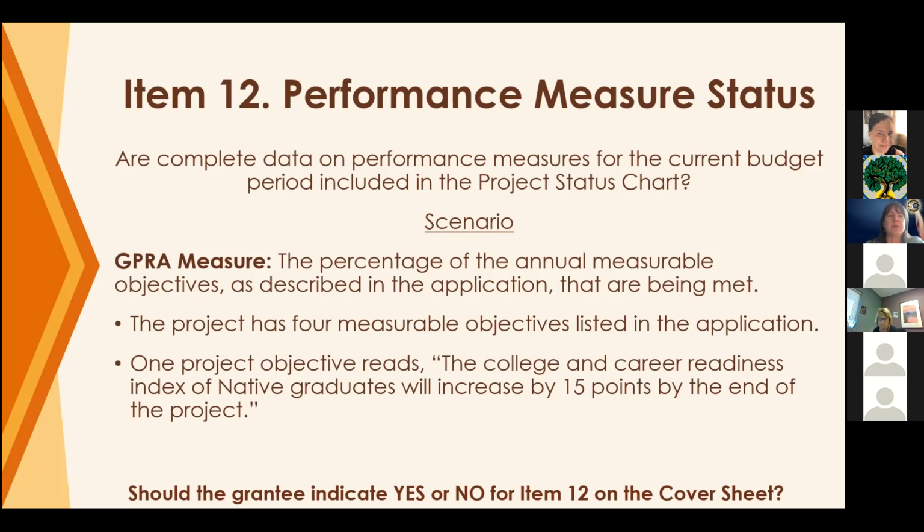One of the objectives reads that the College and Career Readiness Index of Native graduates will increase 15 points by the end of the project. So this is just a pretend example, but we were wondering, how should this grantee report on item number 12 for that cover sheet? Is all this data available or not?